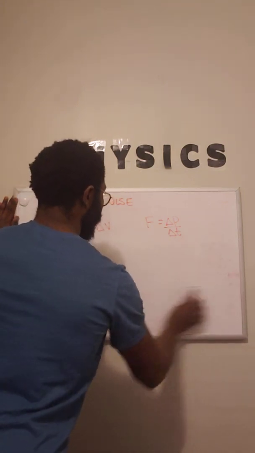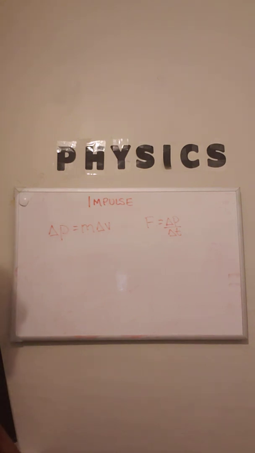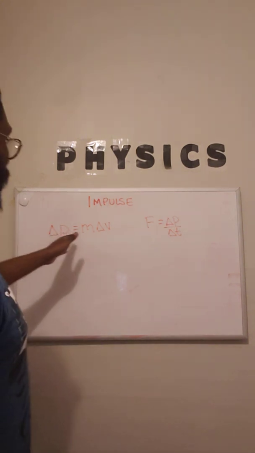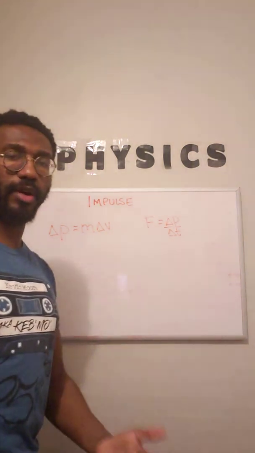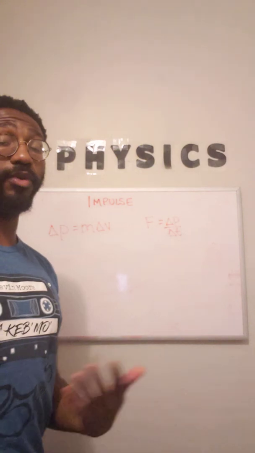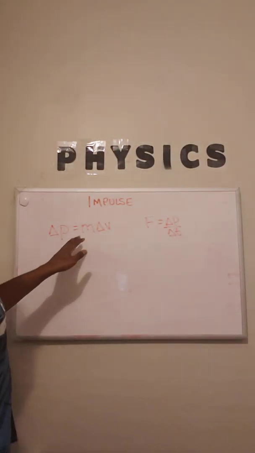So first equation we're going to work with is delta P equals M times delta V. Currently this equation is already set up to solve for impulse, or the change in momentum. So if that's what you're looking for, you don't have to do anything to this equation actually.